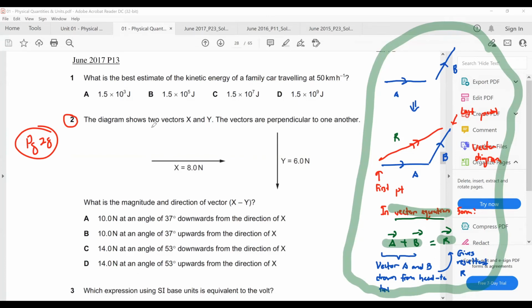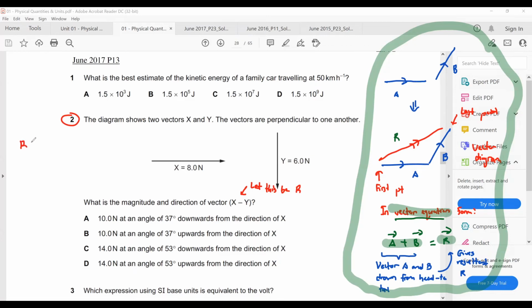All right. Now, let's just say for this one here, question 2, they tell you the diagram shows two vectors x and y. The vectors are perpendicular to each other. What is the magnitude and direction of vector x minus y? Now the easy way to go about this is to think of it this way. You say let this be R. Okay, let this be R.